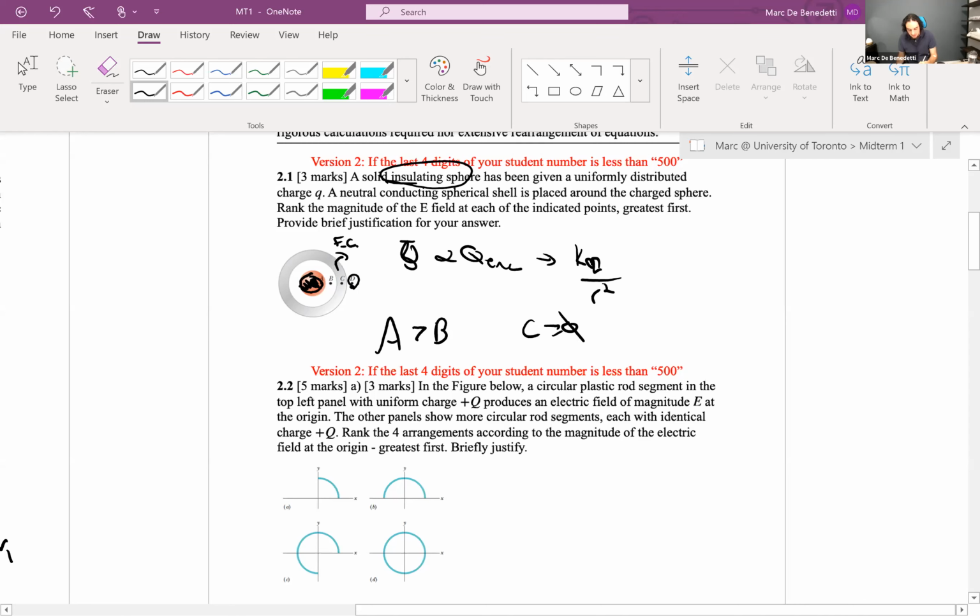And then D, we've seen in lecture, there's almost a diagram exactly like this, that outside of a conducting shell, the E field will propagate as if the shell wasn't even there. So D will feel an E field as if it's a certain distance away. So your ranking there is A, B, D, and then C, where C is equal to 0.